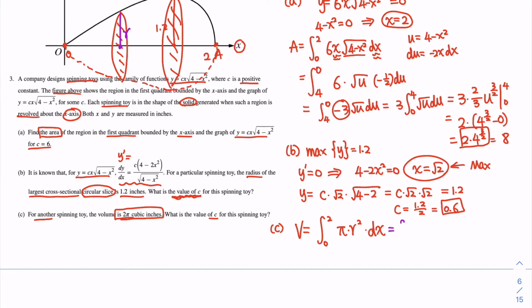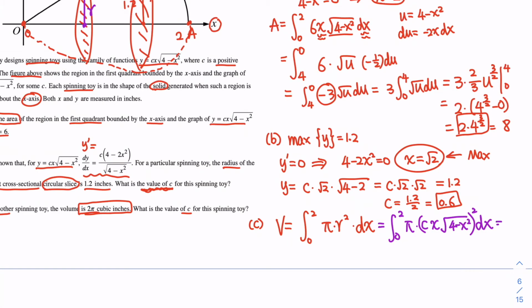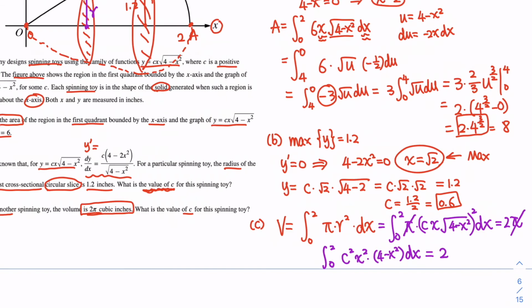So we plug our y value in: cx square root of 4 minus x squared, dx. Don't forget to square. So this equals 2 pi. Now we can cancel this pi. So integration from 0 to 2 of c squared x squared times 4 minus x squared dx equals 2. Since c is a constant, we can move c squared out.